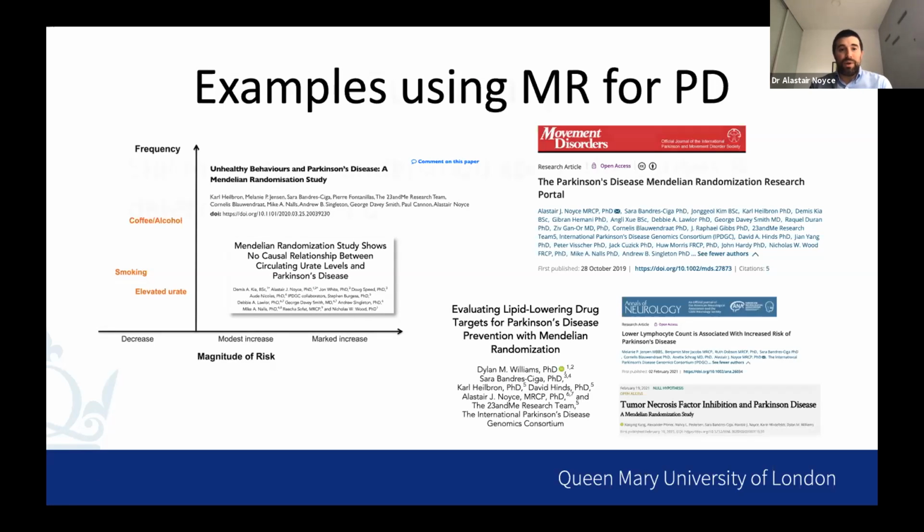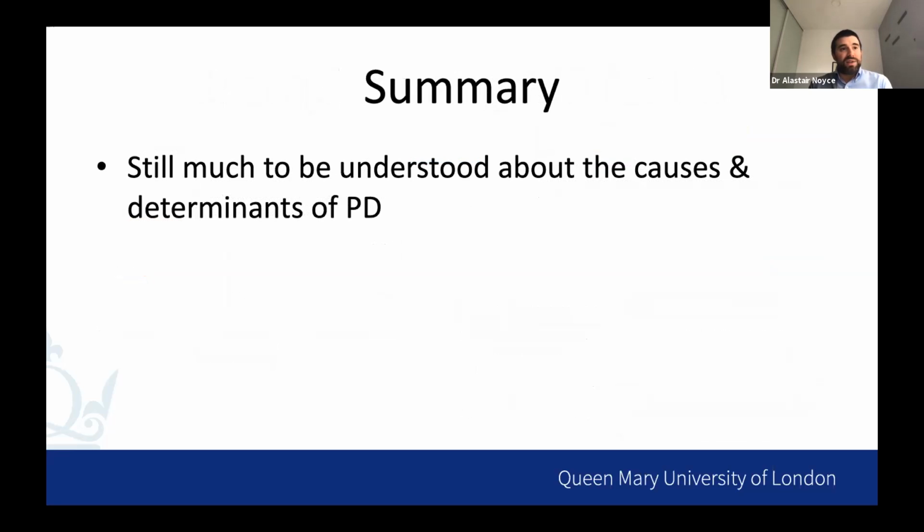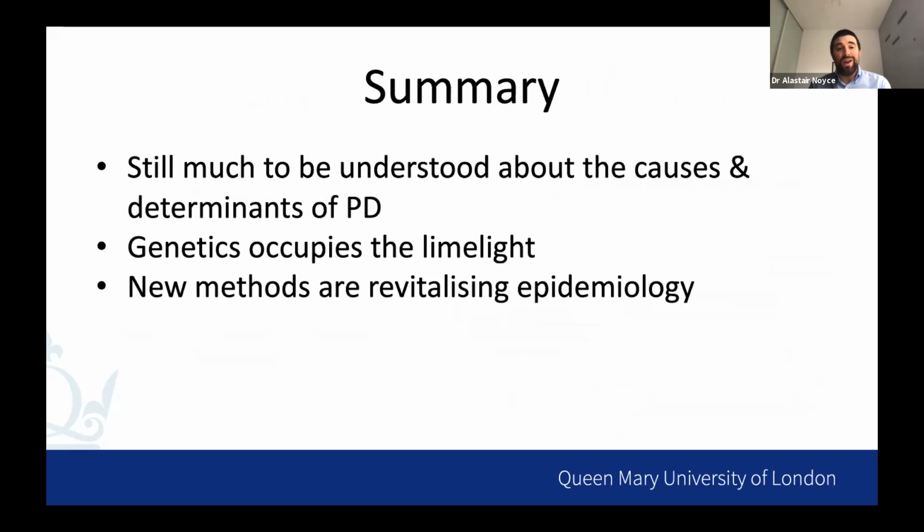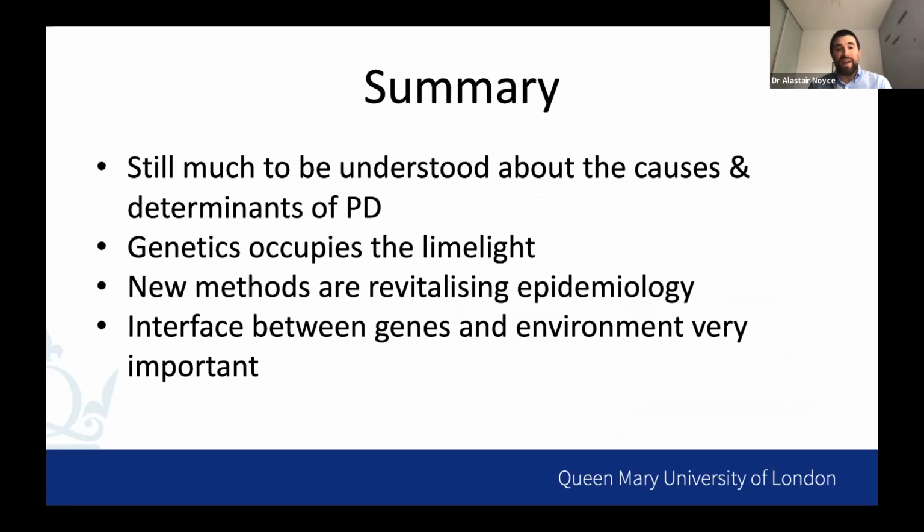To summarise the much bigger part of the talk, which is the epidemiology of Parkinson's, there's still much to be understood about the causes and determinants of Parkinson's. Genetics really has occupied the limelight and will continue to do so, but genetics is also showing us ways to revitalize and reinvigorate epidemiology. And the interface between genetics and the environment is very important and a very exciting place to be working when it comes to understanding Parkinson's disease.